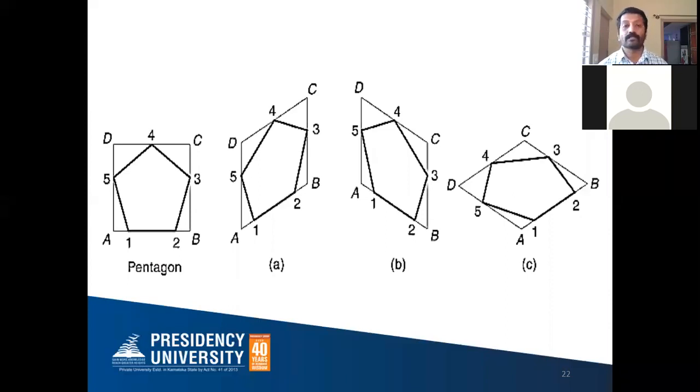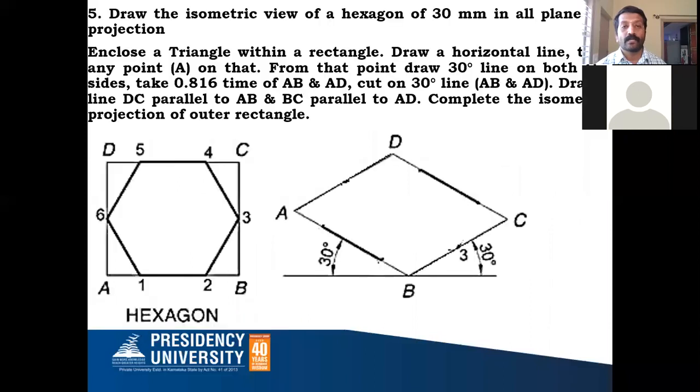So let me complete this hexagon lamina. Draw the isometric projection of the hexagonal lamina of 30 millimeter side. You draw the hexagon of 30 millimeter by the circle method. The corner edge condition doesn't make any difference.